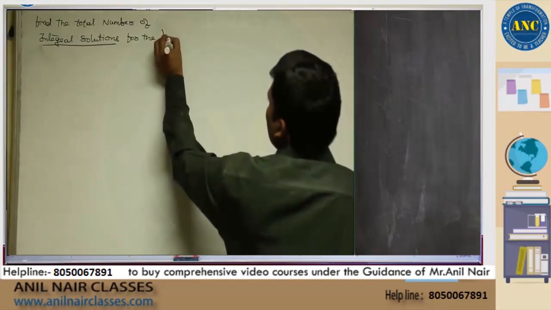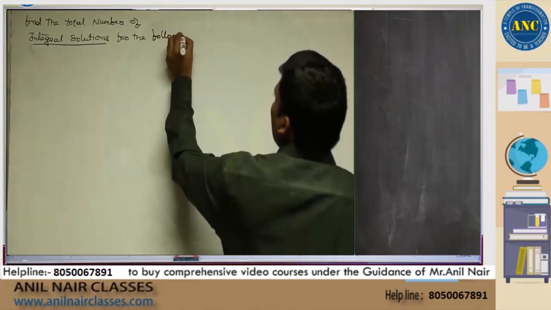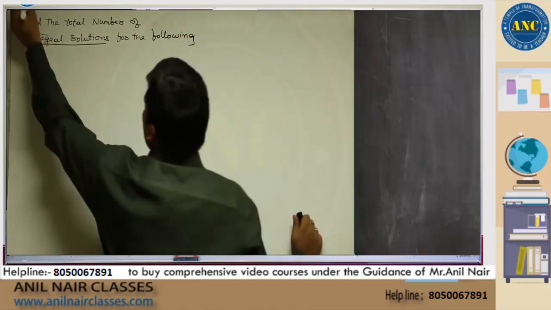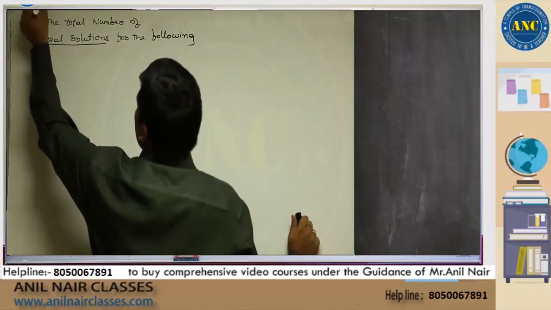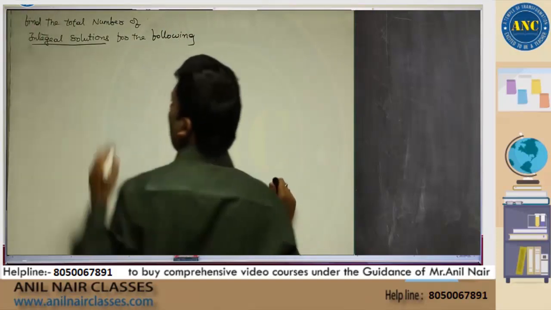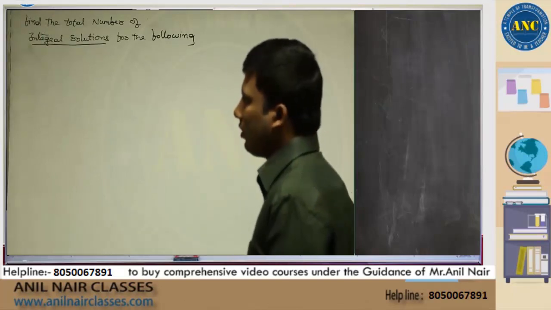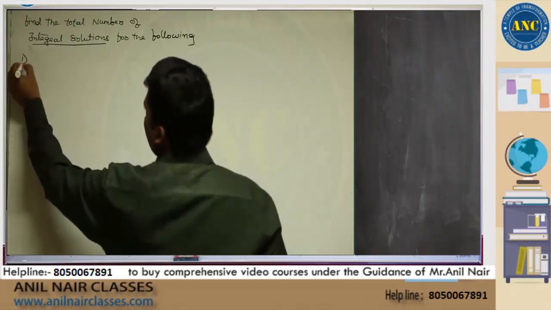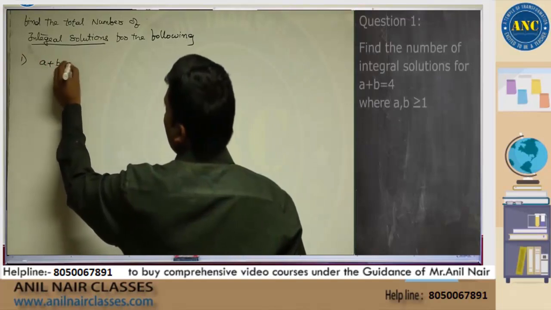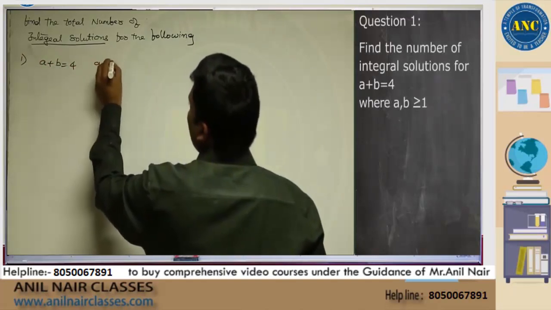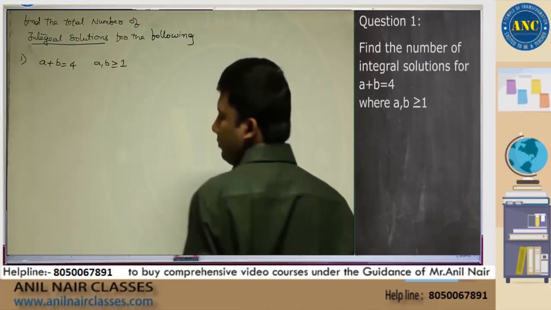Following is another type. Total number of integral solutions for the following. First question: a plus b equals 4, where a and b are greater than or equal to 1.